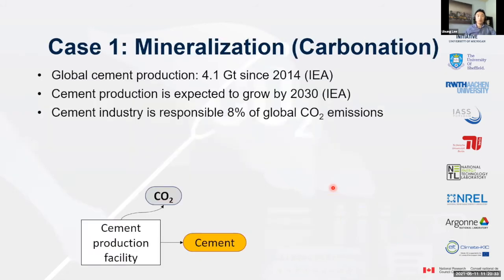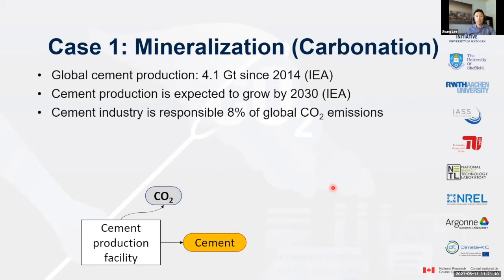So let me talk about the cases that we are going to evaluate from now on. The first case is called mineralization, which is also called carbonation. You may know that the global cement production is huge. It's estimated at 4.1 gigaton, and it's stabilized since 2014 based on the International Energy Agency. By 2019, we have almost the 4.1 gigaton per year level of cement production.